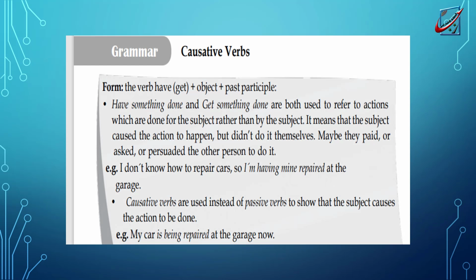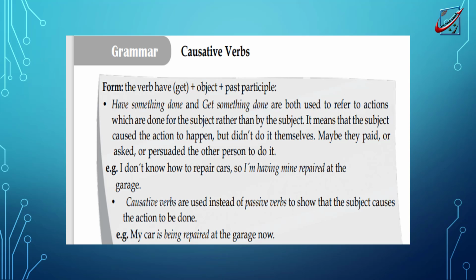And now, we come to the grammar section. Here we have causative. What are the causative verbs? What's the causative form? Well, simply speaking, from the verbs have and get, we can form the causative form. Usually we have something done, or get something done.